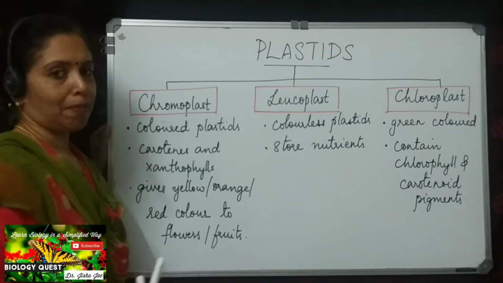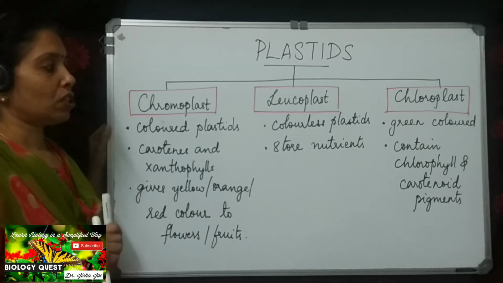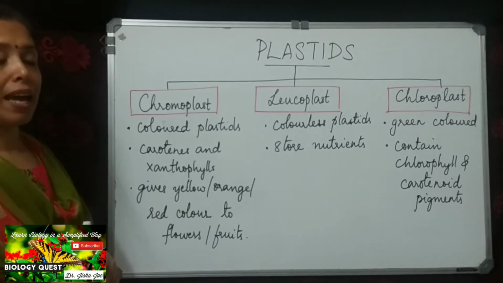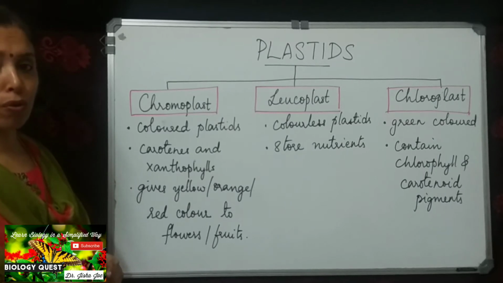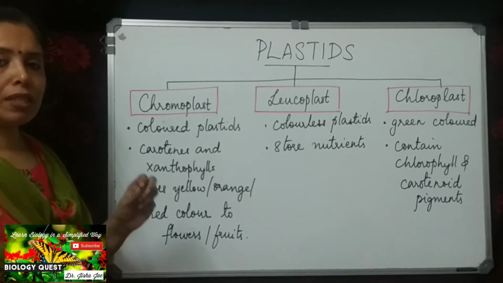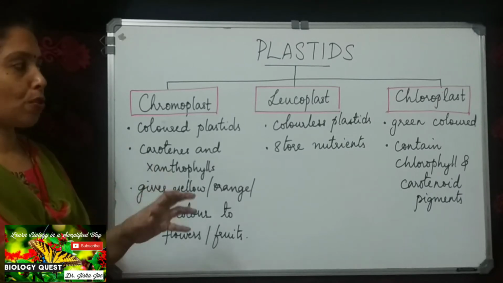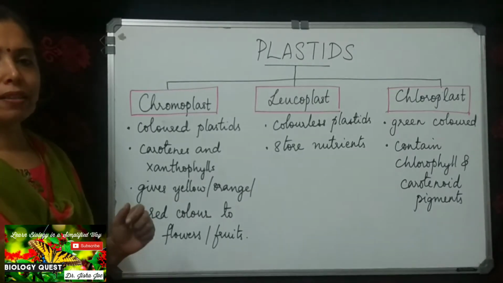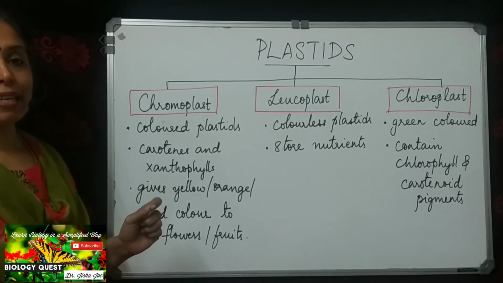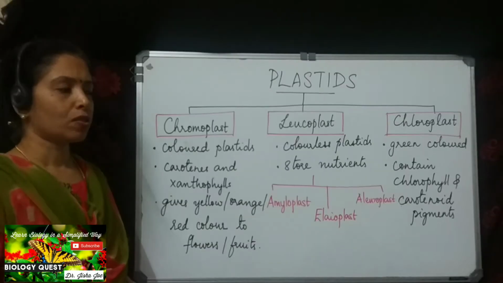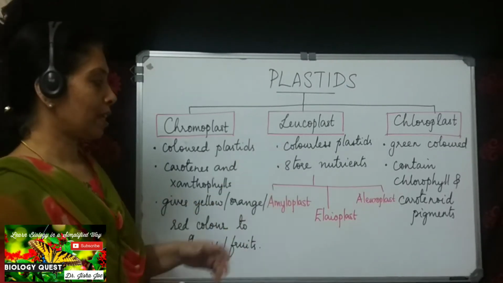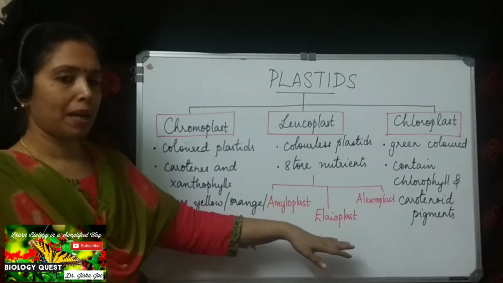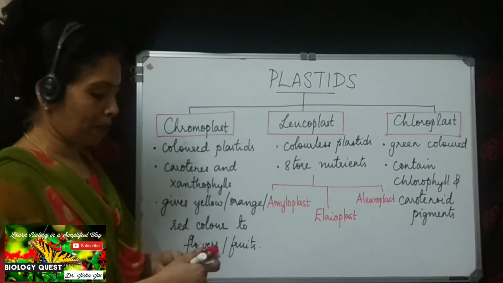And the third type of plastid is the leucoplast, which are colorless plastids. They are colorless because they don't have any pigment in them, and the function of the leucoplast is to store the nutrients. Based on the type of nutrients or food stored in the leucoplast, they are again classified into three: the amyloplast, elaioplast, and aleuroplast.